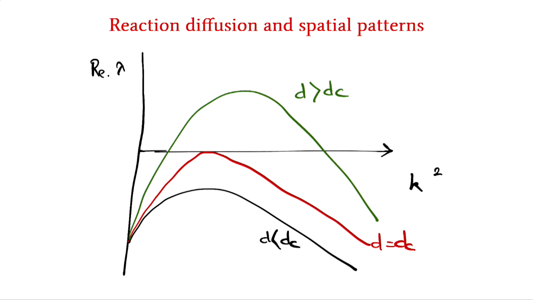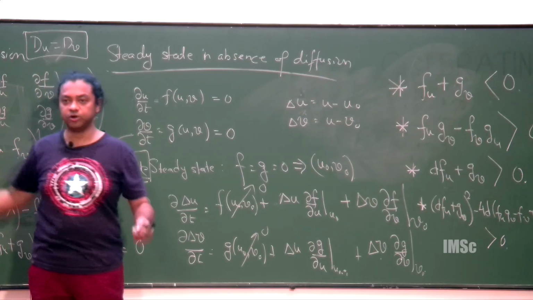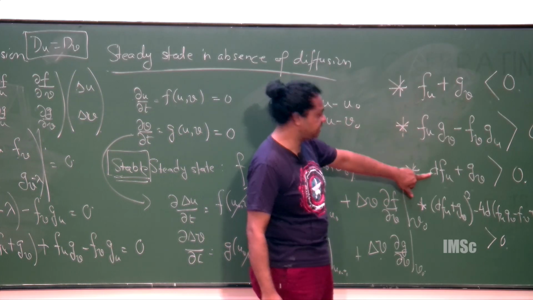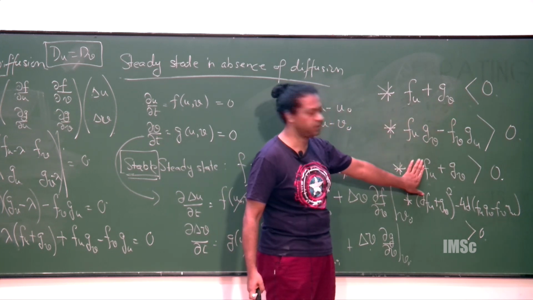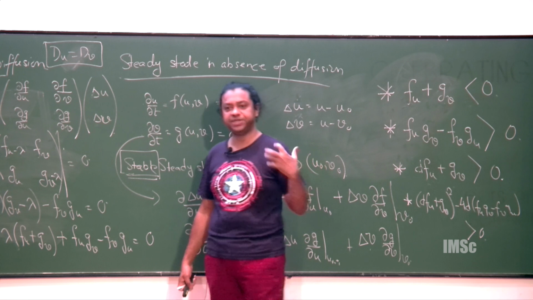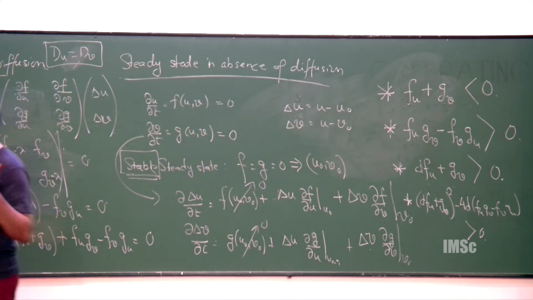Firstly, what it is saying is that you need some mismatch in your diffusion coefficients. If you do not have a mismatch, if du is equal to dv, then the first condition and third condition are directly in contradiction to one another. One says Fu plus Gv less than 0, the other says Fu plus Gv greater than 0. So you cannot have the 2 species diffusing with the same diffusion coefficient. You must have different diffusion coefficients. That is what drives these diffusion-driven instabilities.